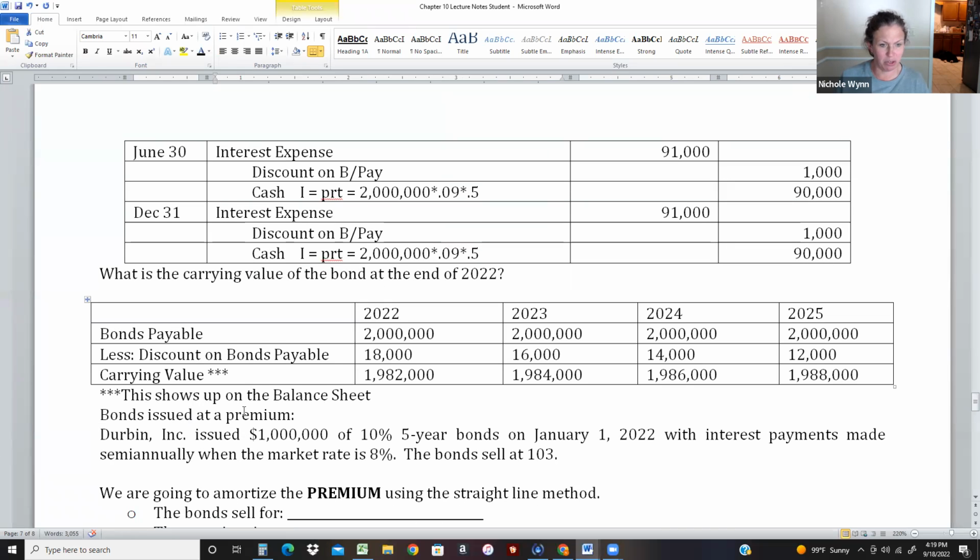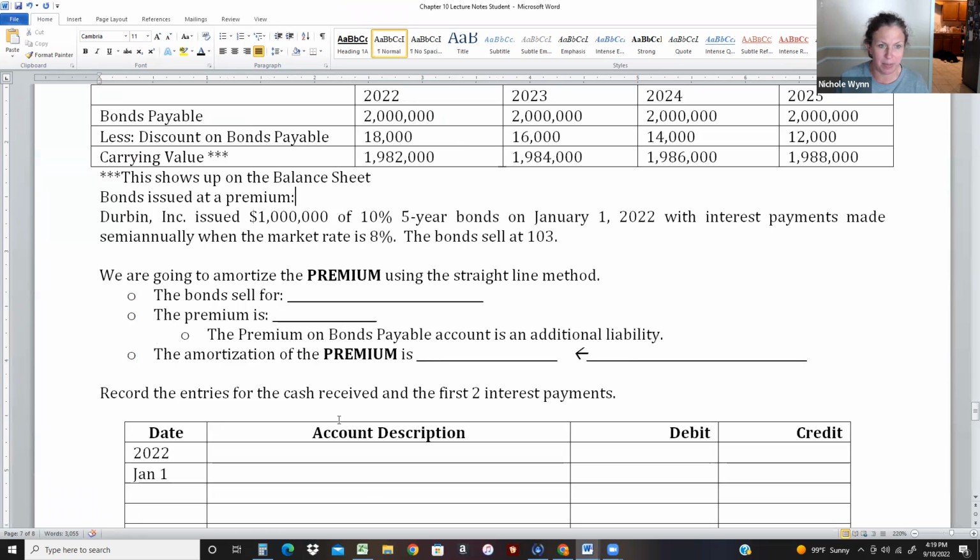All right, so let's go ahead and do one more, and let's do it as a premium. And I think I'm going to make this 3 videos. So this is Durbin Inc., which issues $1 million of 10-year bonds with interest payable semi-annually when the market rate is 8%. Our bond's stated rate is 10% when the market's paying 8%, so the bond is going to sell at 103.